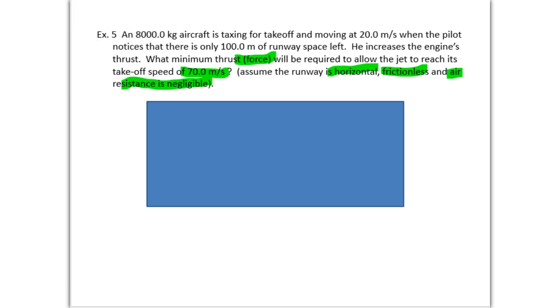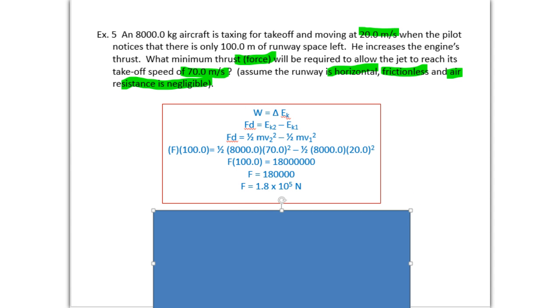Now the change in this question from the last one is that your V1 is not 0. Your V1 is 20 meters per second. So work again. We've already been over this part, I'm not going to repeat it. So we're back here to our formula. We need to find force. So we don't know what that is. We do know the distance. The plane only has 100 meters of runway left. Its final velocity is 70 meters per second. The plane was at 20. The mass of the plane had not changed.